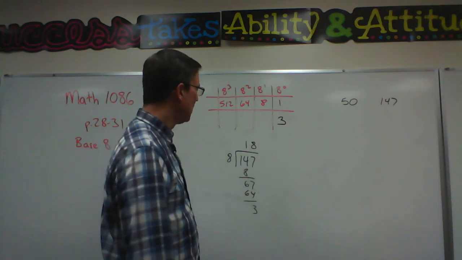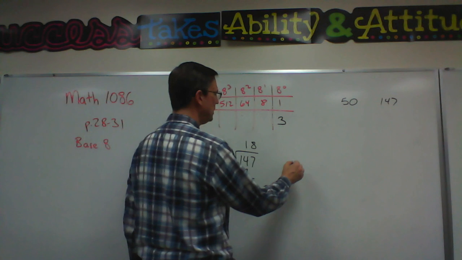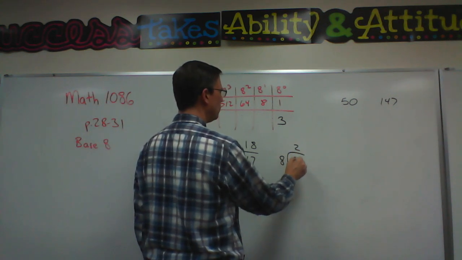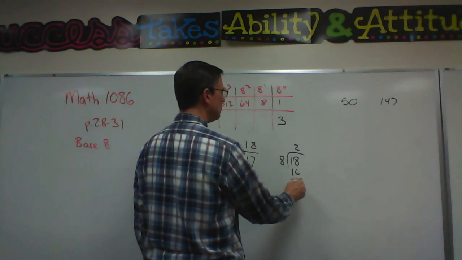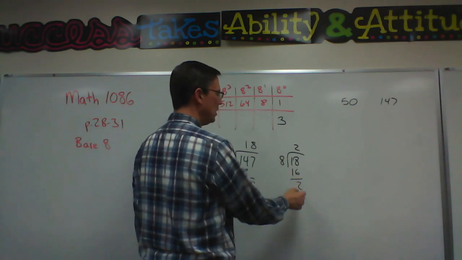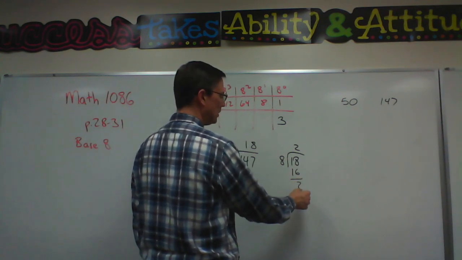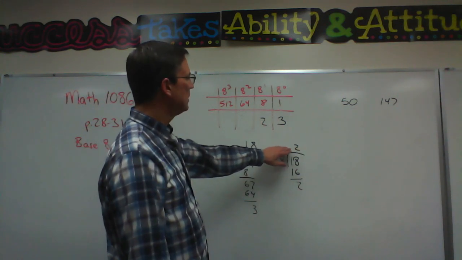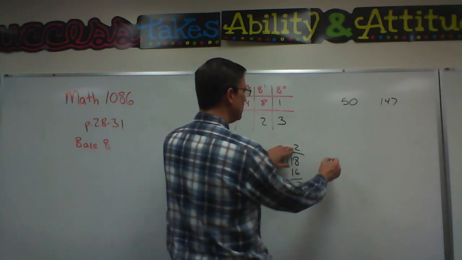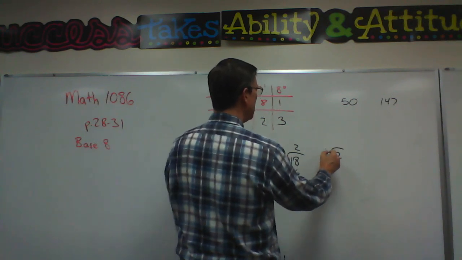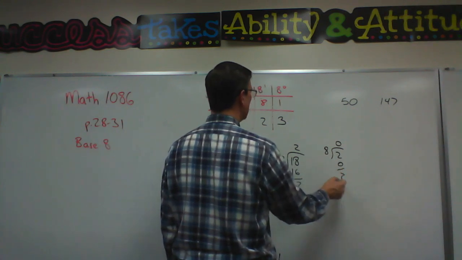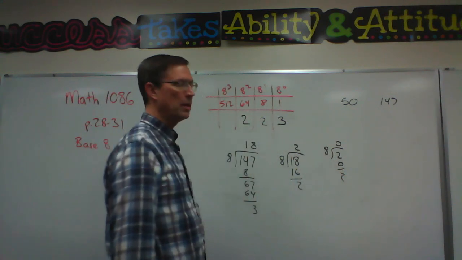Okay? Now I'll take the quotient, 18. Divide that by 8. 8 goes into 18 twice, 16. Subtract, and I get 2. The remainder is what I'm looking at. The remainder goes in this column. Last step is I take the 2, the quotient, divide that by 8. Here's where I get 0 and bring down the remainder of 2, and so that goes in that column.